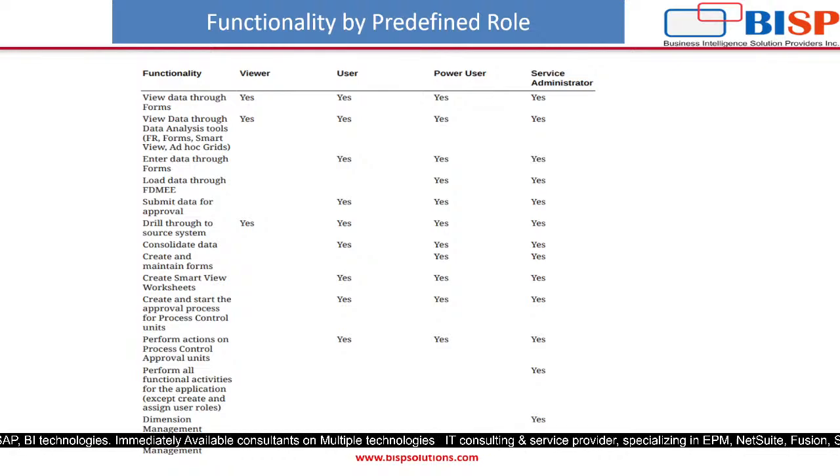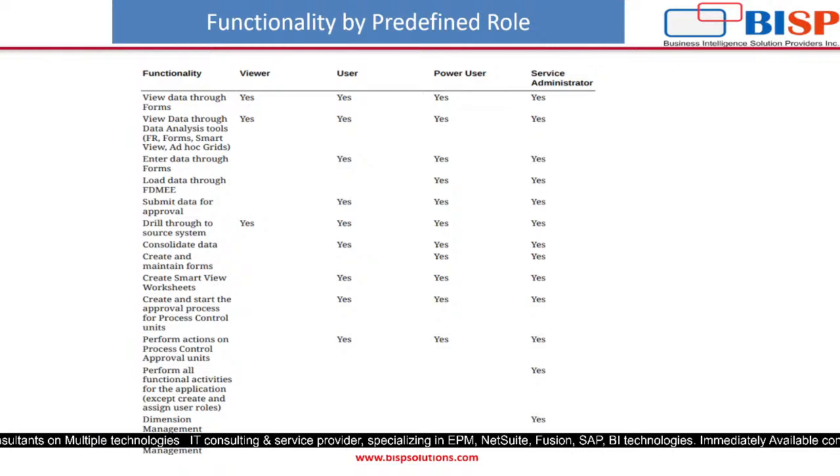Now the next is functionality by the predefined roles. So the roles in this application are similar to other applications, which are assigned to a particular user. So a user can be assigned either a viewer role, user role, power user role, or service administrator role. Different functions can be performed by different types of users based on the roles that have been assigned to them. These roles are hierarchical.